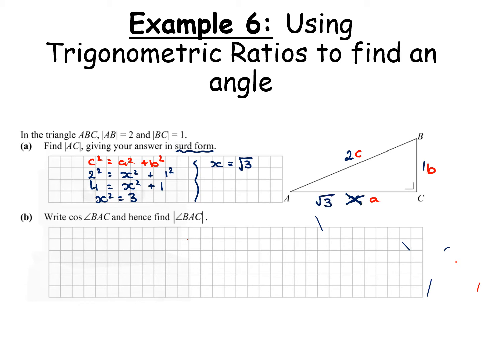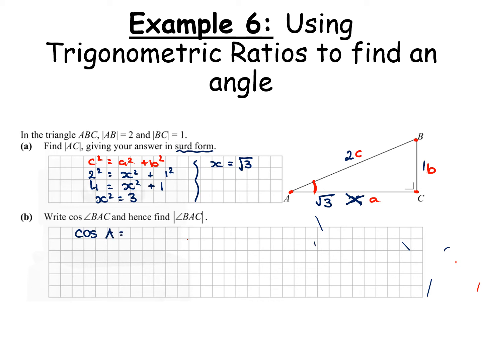So now it wants us to write the cos of BAC. So let's identify the angle BAC. Okay, so you start at B, you come down to A, and you go across to C. So the middle letter is always telling us what angle specifically we're talking about. So we want the cos of angle A.